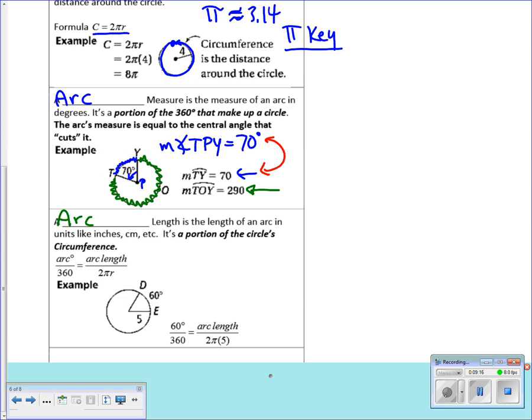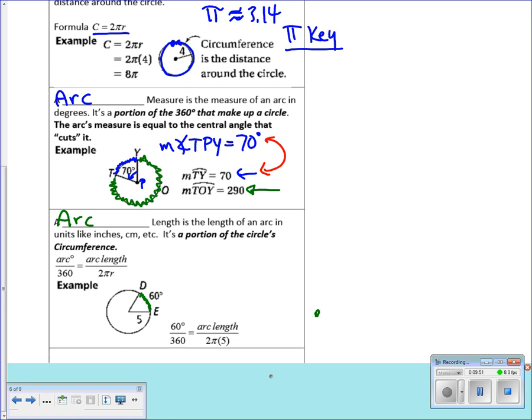So now we have an arc length. So now we're back to this concept of circumference. Circumference all the way around the circle is measured in inches and centimeters and things like that. The measure of an arc is given in degrees, 70 degrees, 80 degrees, and all that stuff, 360 all the way around. So if I was looking for the length of the arc DE, I would use this formula.